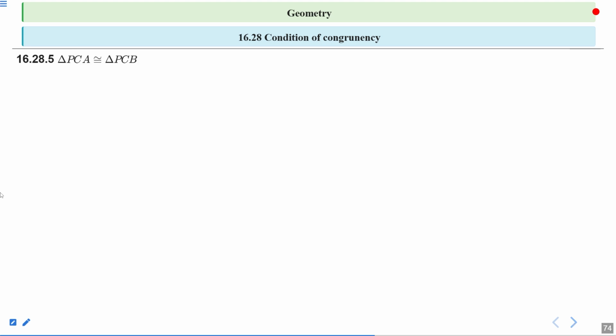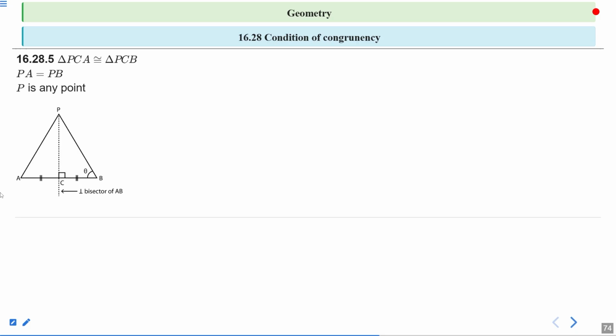Condition of congruency: triangle PCA is congruent to triangle PCB. So PA equals PB, where P is any point. We can see this in the diagram.